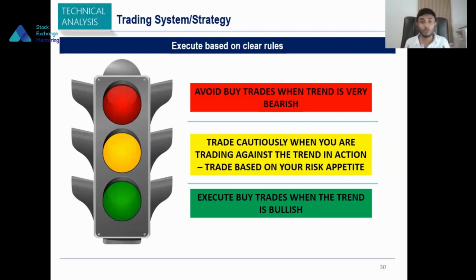But when you are trading individually, there are no rules. So what happens? You make trades in an impulsive way, you just make random decisions. But if you can have a clear set of rules like this: avoid buy trades when the trend is very bearish. How do you find out the trend is very bearish? Based on your technical indicators.